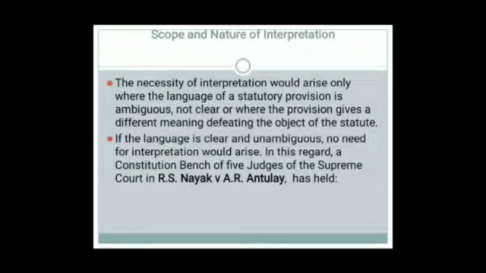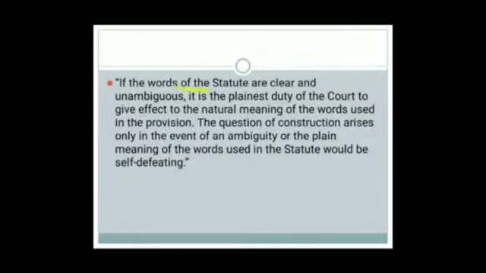In this regard, in the R.S. Nayak versus A.R. Antulay case, the Supreme Court has held that if the words of the statute are clear and unambiguous, if they are crystal clear, then it is the plainest duty of the court to give effect to the natural meaning of the words used in the provision. The question of construction arises only in the event of an ambiguity, or where the plain meaning of the words used in the statute would be self-defeating.